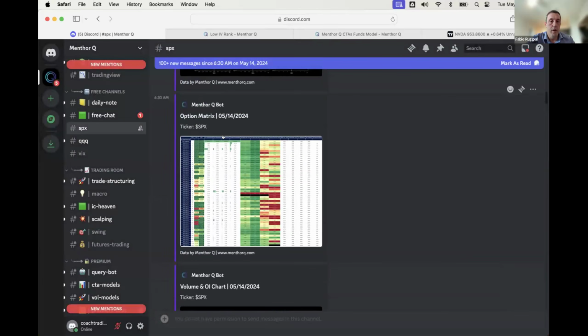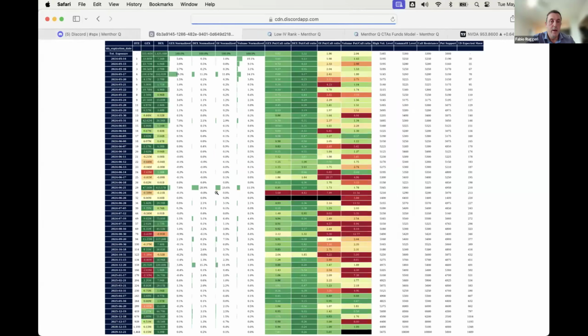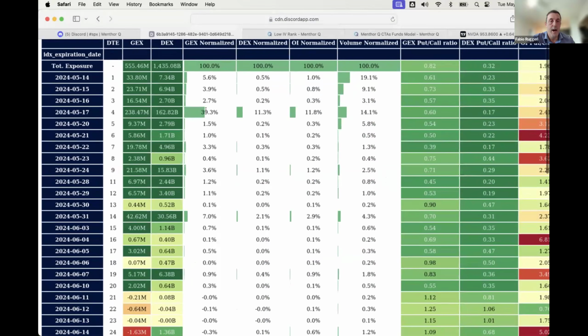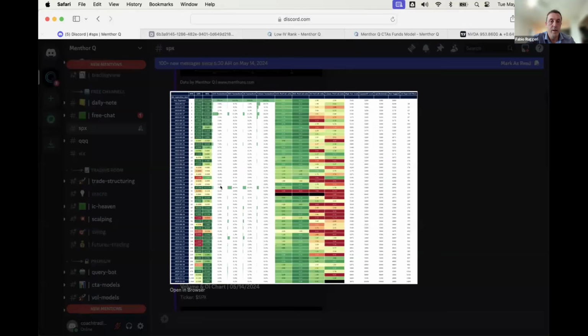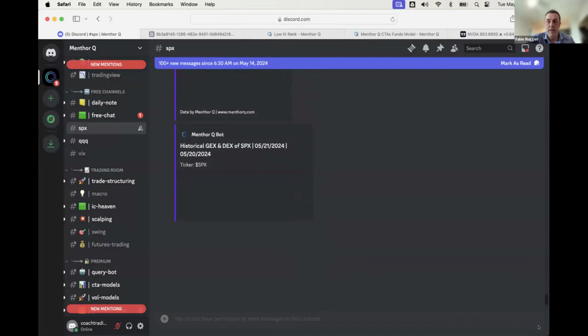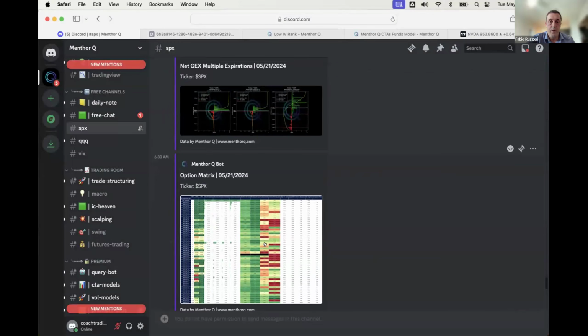You can also use the matrix. The matrix is a really nice table that will help you understand how much gamma is expiring at any expiration in the future. So this is obviously the OPEX one, but this is old data actually. Sorry guys, I keep using old data. Let me just scroll all the way down. All right.